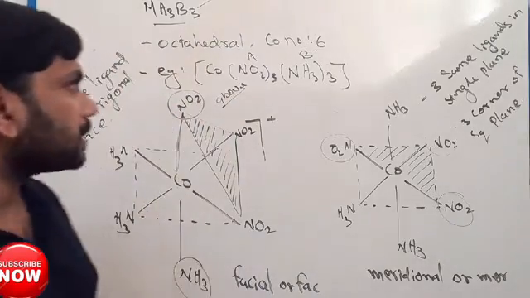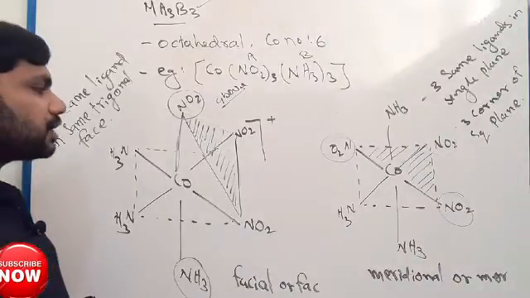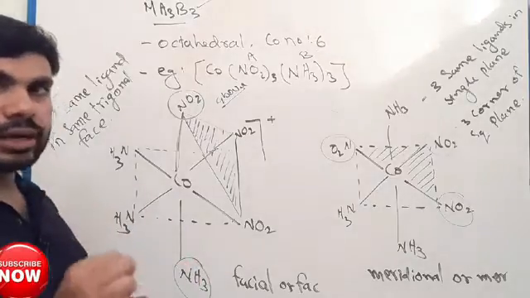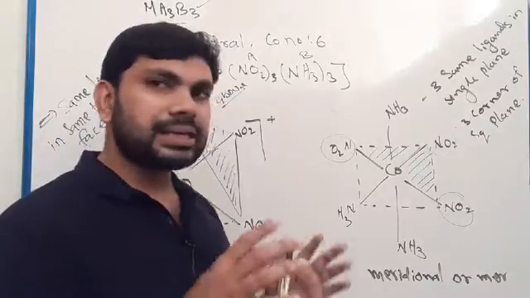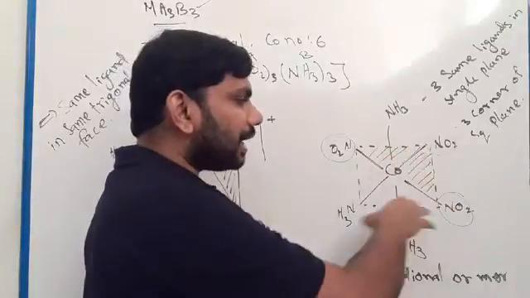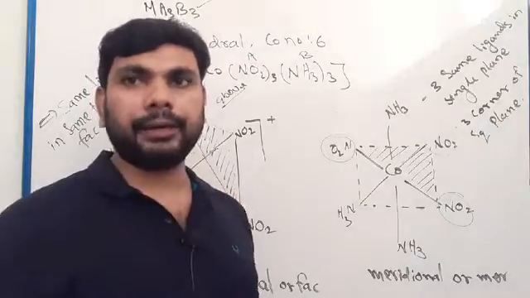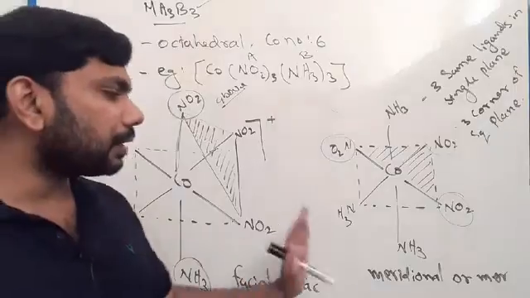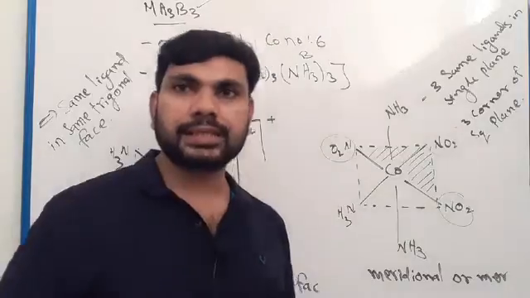So here we discussed MA3B3. First one, facial arrangement or FAC arrangement: 3 same type of ligands are coming on each face of a single triangle, that is the facial isomer. And meridional isomer means 3 same type of ligands are coming in the same plane. These 3 ligands are in the same plane, and they are on each corner of a square plane. That's why it is the meridional isomer. FAC isomer and meridional isomer come in MA3B3 with coordination number 6.